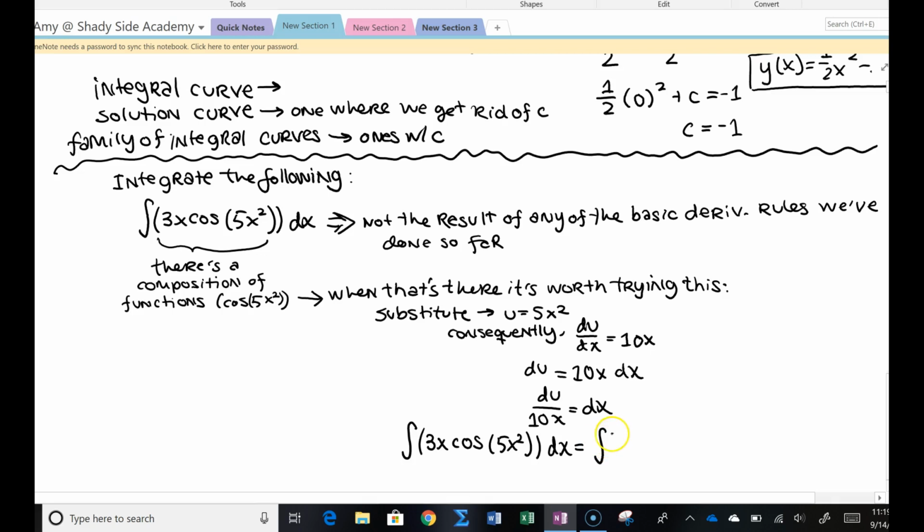I'm going to step back. This should bother you. The dummy variable is u, which means the variable in the integrand should be only u, but you see the x's. But the x's cancel, so we get the indefinite integral of 3/10 cosine of u du.